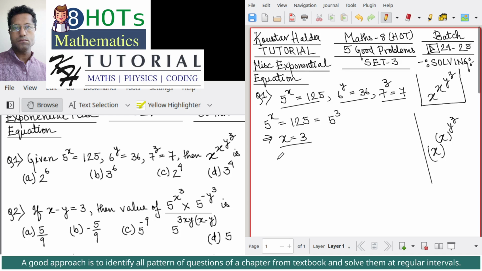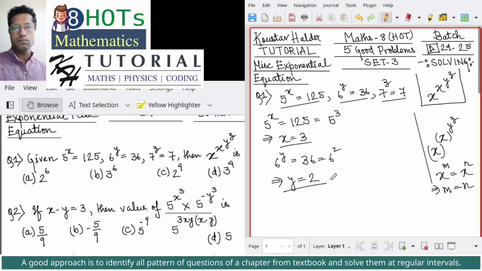Similarly, 6 to the power y is given as 36, and 36 is equal to 6 square. So if 6 to the power y is equal to 6 square, we can equate the powers, that is, we have y is equal to 2. The concept is that if you have x to the power m is equal to x to the power n, where x is a non-zero rational number, this will imply that m will be equal to n.